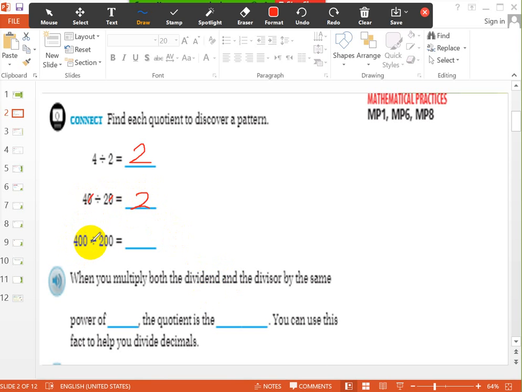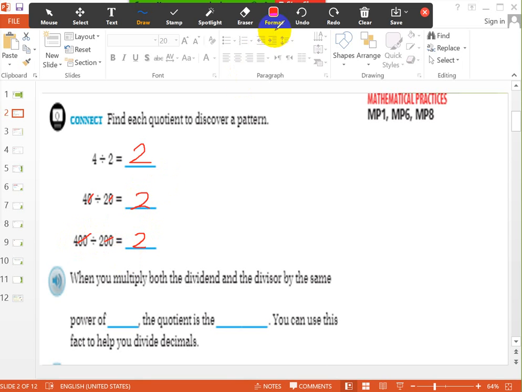Now, if I want to divide 400 by 200, also in division, when I want to divide a hundreds number by a hundreds number, I will erase the same number of zeros from the dividend and the divisor. Okay? So I will erase those two zeros with those two zeros together. Then I will divide 4 by 2. So what is the answer for this division? 4 divided by 2 equals 2.